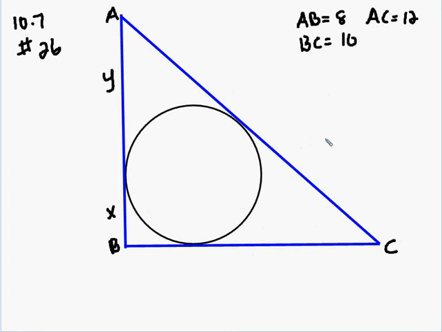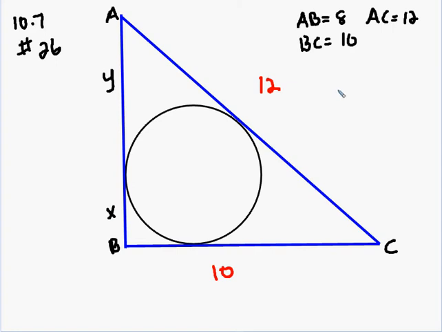In the last problem, we have a circle inscribed in a triangle. We know that AB is equal to 8, AC is equal to 12, and BC is equal to 10. Now it's not stated that this is a right triangle, and in fact if you work it out, it is not. It ends up not being a right triangle. And what we're trying to find is what X and Y are, and what their relationship is in terms of a ratio.